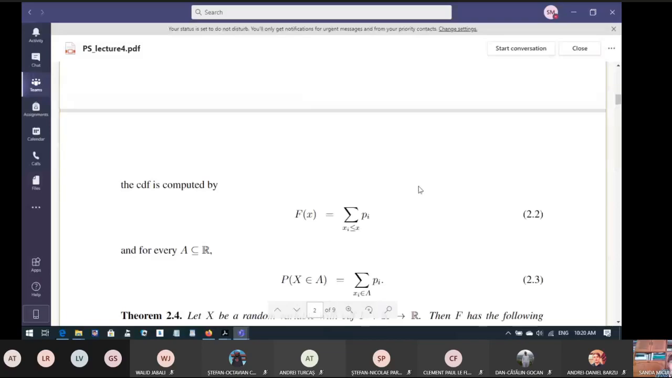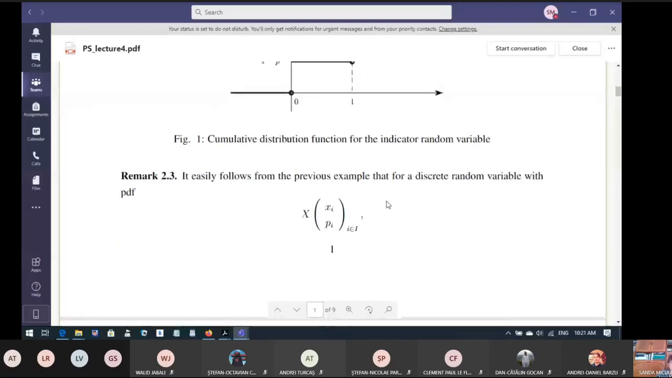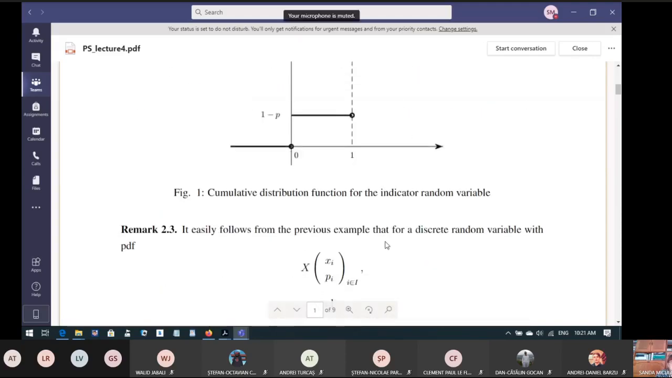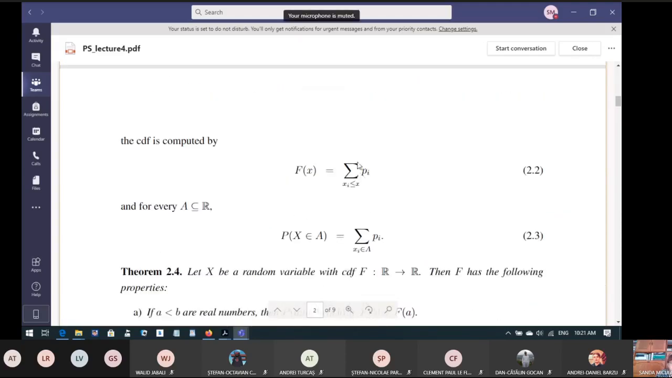So let's look at those properties. First of all, how did we actually compute that value? We started with 0, then as x advanced between 0 and 1, we added a probability, the probability that X is equal to 0, 1 minus p. And then as we went further to the right, we added another probability, which was p, so we got the entire thing to be equal to 1. This is what we do in general, right?